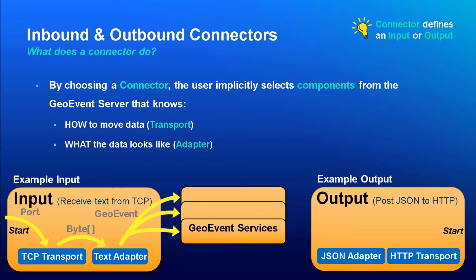For the output, the reverse happens. The adapter accepts the outgoing events from the services. It deconstructs the GeoEvents into the outgoing format, in this case JSON, and the transport takes that data and sends it along. This occurs until the transports are stopped.